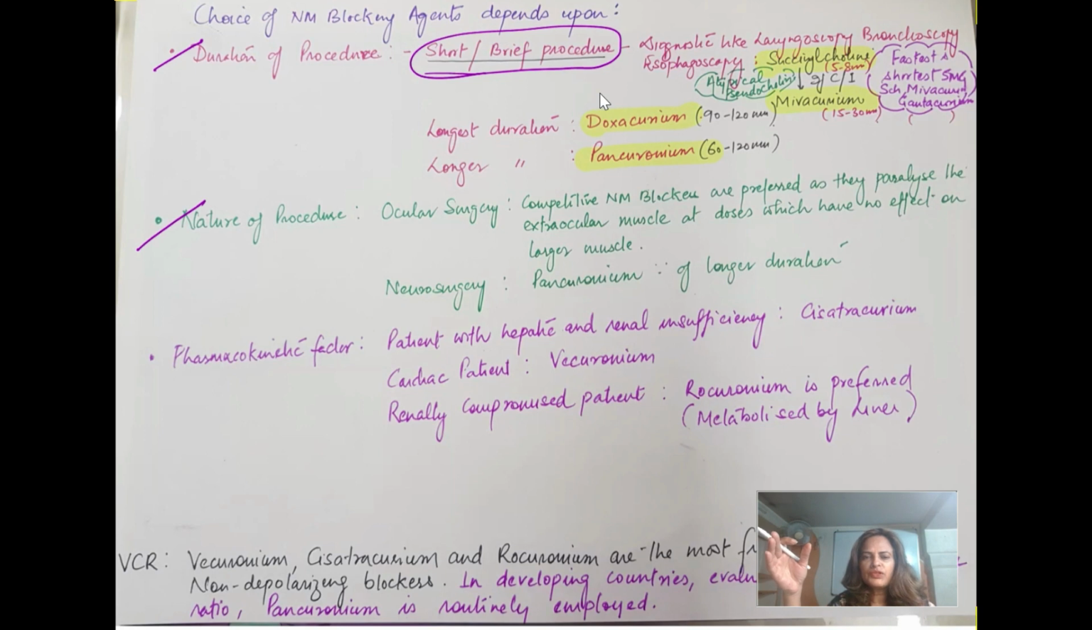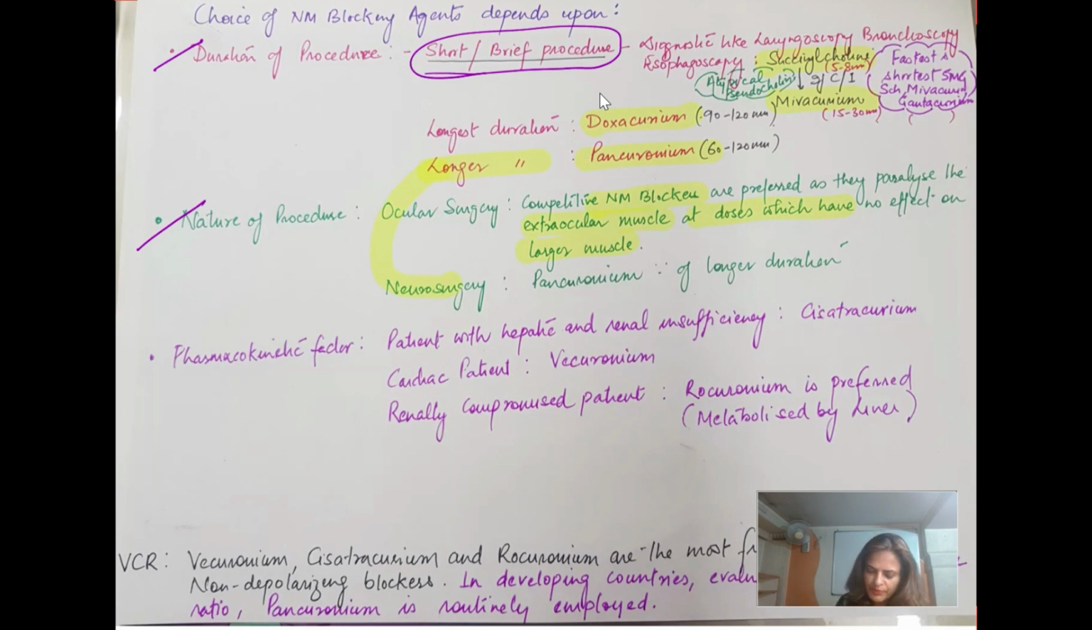Then nature of the procedure. If it is an ocular surgery, then definitely competitive neuromuscular blocking agents are preferred because they are going to paralyze the extraocular muscles at the doses which don't have any effect on the larger muscle. We want only this portion, extraocular muscle, to be paralyzed. For the neurosurgery, we are going to prefer the longer duration, so we will give pancuronium. Then of course definitely the patient's hepatic condition, renal and cardiac, we have to look at all that also.